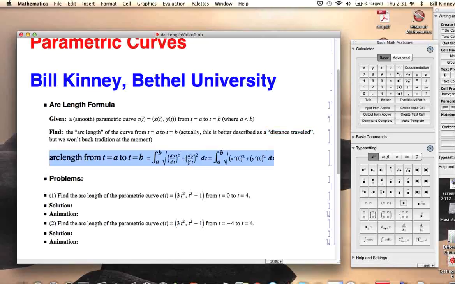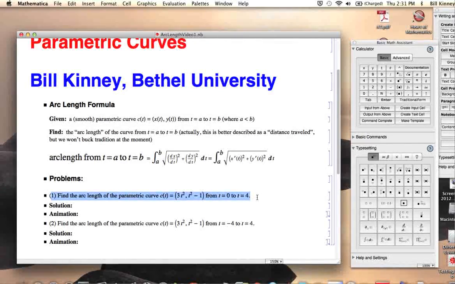So again, here's the formula. You want to integrate the square root of the sum of the squares of the derivatives of the coordinates of your parametric curve, or components if you're thinking of it as a vector. Say that again. Integrate from a to b the square root of the sum of the squares of the derivatives of these coordinates or components of your parametric curve. So that's the formula. We're going to apply it to a specific situation here.